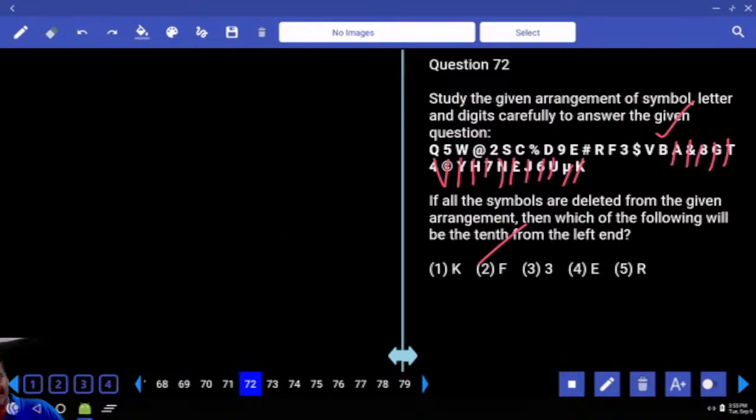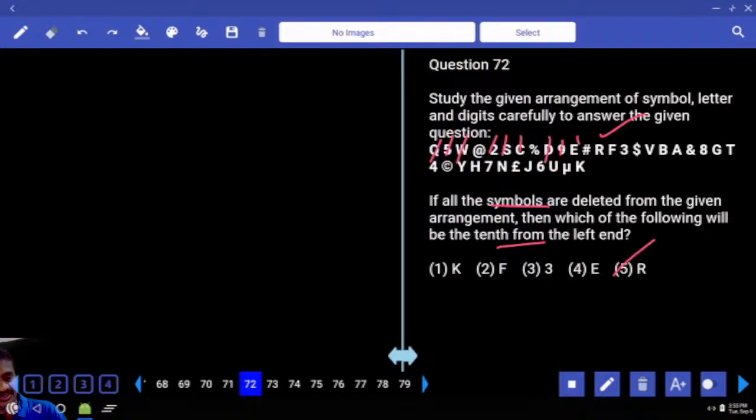Then 72. Now in this 72, if all the symbols are deleted, what are to be deleted? Symbols. Then which of the following will be 10th from the left? 10th from the left without the symbols: 1, 2, 3, 4, 5, 6, 7, 8, 9, 10. That is choice 4 for question number 72.